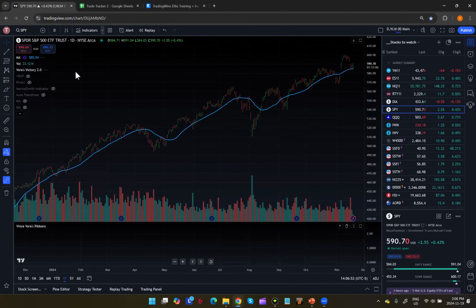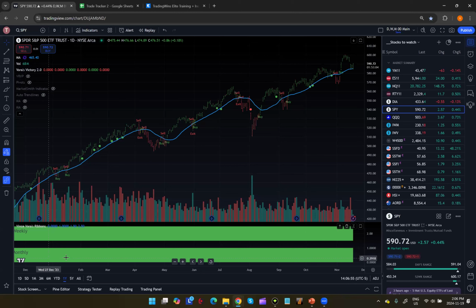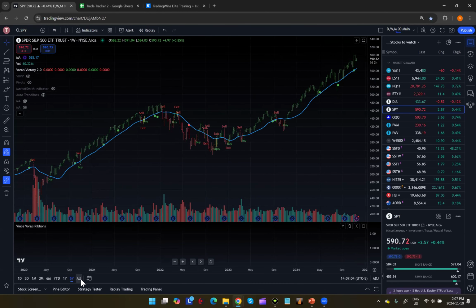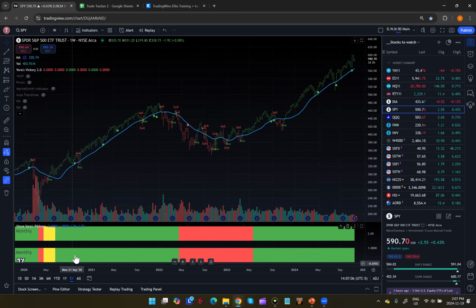And that continues as we go. So if I go to the daily chart, you're going to see a weekly and a monthly. Okay. Now, we don't use any time frame higher than a monthly. So when you're on either the weekly or the monthly time frame, you are only going to see the monthly here. Okay, keep that in mind.